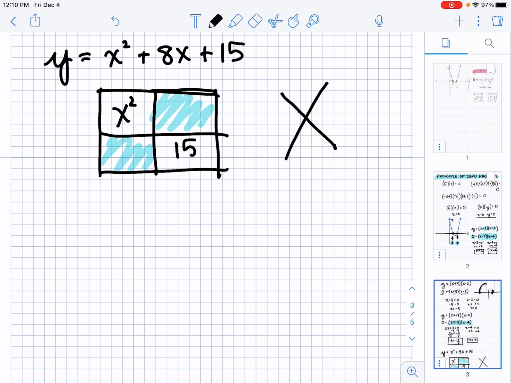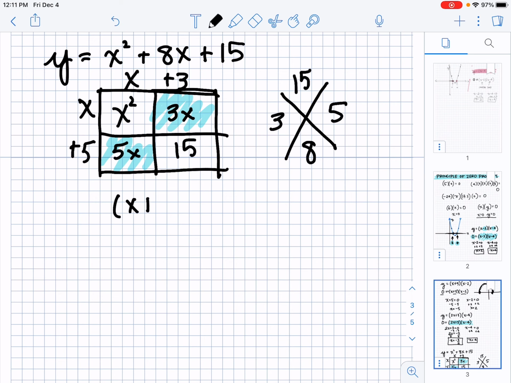diamond box factoring problem. We can say, what multiplies to 15 and adds to make 8? 3 and 5. 3 times 5 is 15. 3 plus 5 is 8. So we can say, well, this will be 3x and this will be 5x. And then you can factor out your common factors. X, positive 3, x, and positive 5. And so now my factors are x plus 3 and x plus 5 is equal to y.